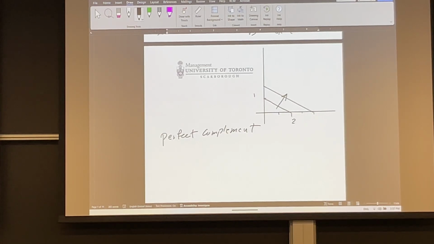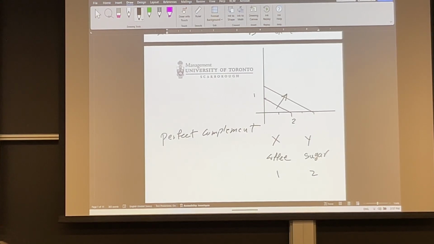Right? Say X is coffee. Y is sugar. Someone who always consumes 1 coffee, 2 sugars. You give him 1 coffee, he needs 2 sugars. If you give him 2 coffee, he needs 4 sugars. Never goes outside that combination.